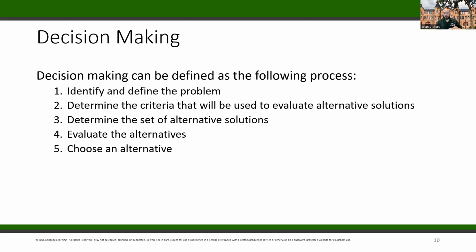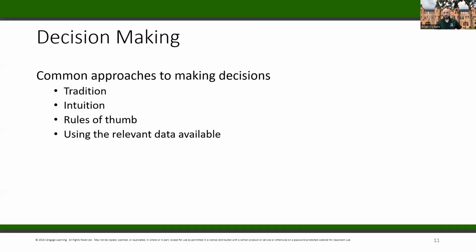Then evaluate them. And then the last step of decision making is to make the decision. You have to choose which alternative you're going to use. And again, alternative is just option. Which option? Choose the option.